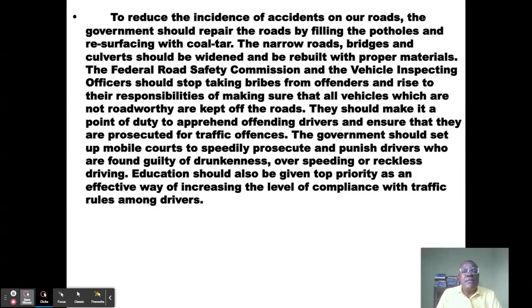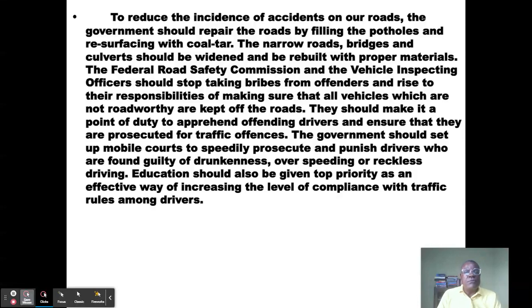To reduce the incidence of accidents on our roads, the government should repair the road by filling the potholes and resurfacing with coal tar. The narrow roads, bridges, and culverts should be widened and be rebuilt with proper materials. The Federal Road Safety Commission and the vehicle inspecting officers should stop taking bribes from offenders and rise to their responsibilities of making sure that all vehicles which are not roadworthy are kept off the roads.